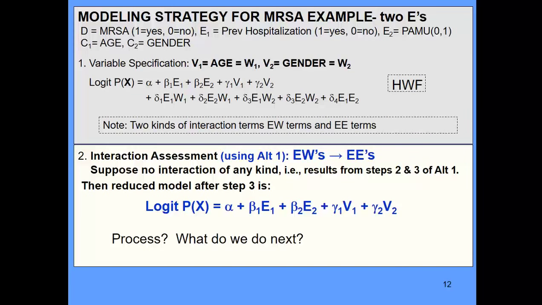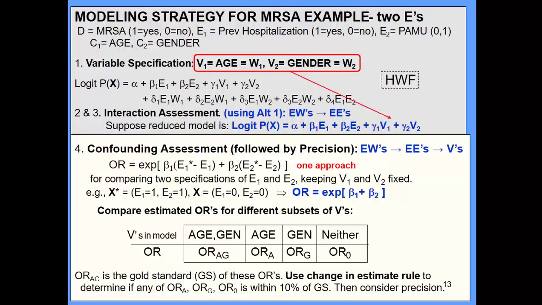Well, what we want to do is decide whether we need to control for either V1 or V2 or neither, comparing to just using this model. The gold standard model is the one you now see. We've gotten rid of the interaction terms. This gold standard model only involves previous hospitalization, PAMU, age, and gender. So how do we deal with confounding with this? Well, there are a couple of ways to think about how to do that, but this is a way that a lot of people like to do.